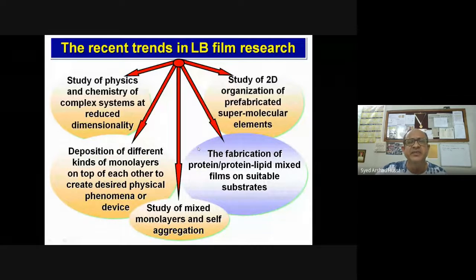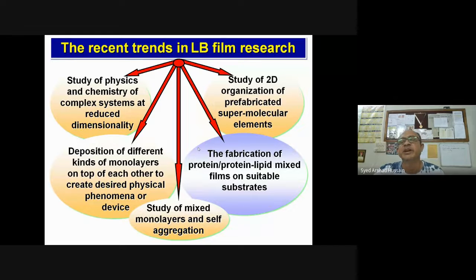And there are different trends of LB film research. People are concentrating on studying the physics and chemistry of complex systems at reduced dimensions. That is, when molecules are organized in lower dimension, how the physical and chemical behavior changes. So one can have an idea, and people are studying this kind of thing. And also the study of two-dimensional organizations of prefabricated supermolecular elements, then deposition of different kinds of monolayers on top of each other to create a desired physical structure, to have desired property or phenomena so that you can apply it to a device.